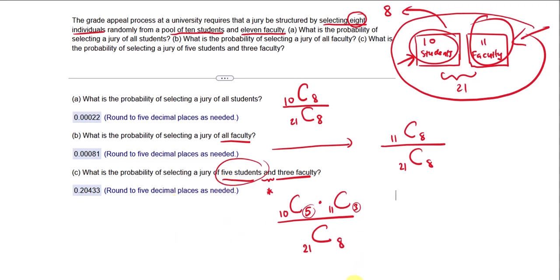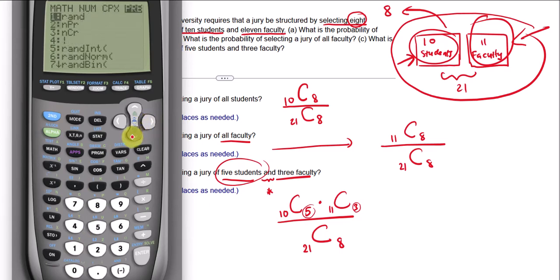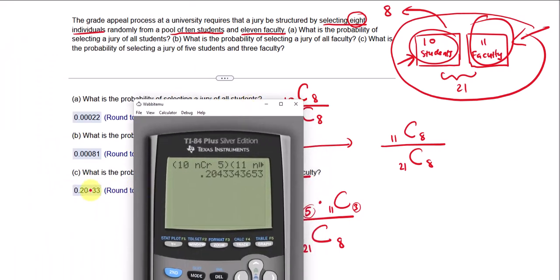Okay, and again, you can use a graphing calculator. On the top, I use 10, math, and C formula 5, multiply 11, math, PRB, and C3, and then divide by 21, PRB, and 8, and that will give me 0.20433 if I round it to 5 decimal places.